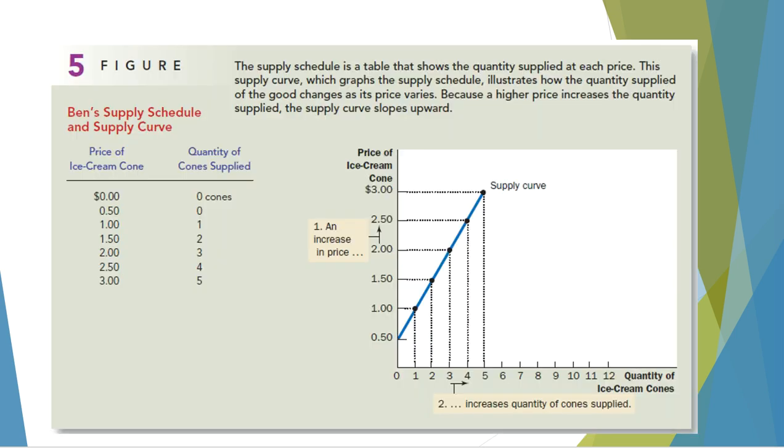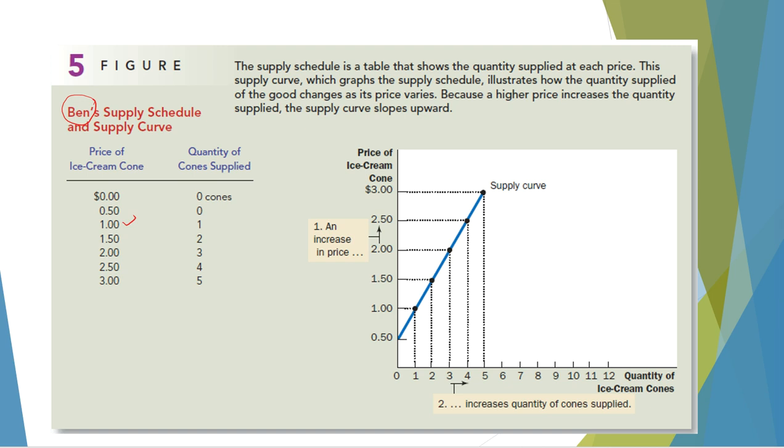Okay. Let's take a look at this example. In figure 5, it shows the quantity of ice cream cones supplied each month by Mr. Ben. Mr. Ben is an ice cream seller. So he sells ice cream at various prices. At a price of $1, Mr. Ben does not supply much ice cream at all.